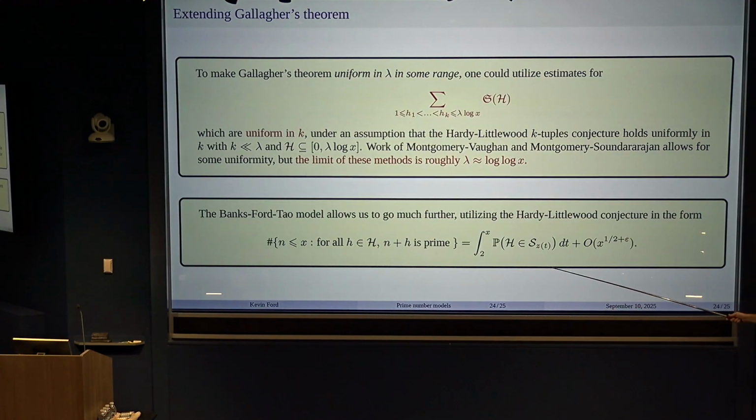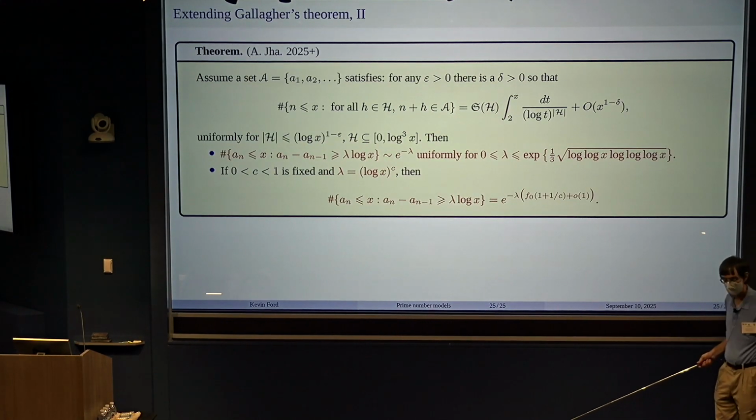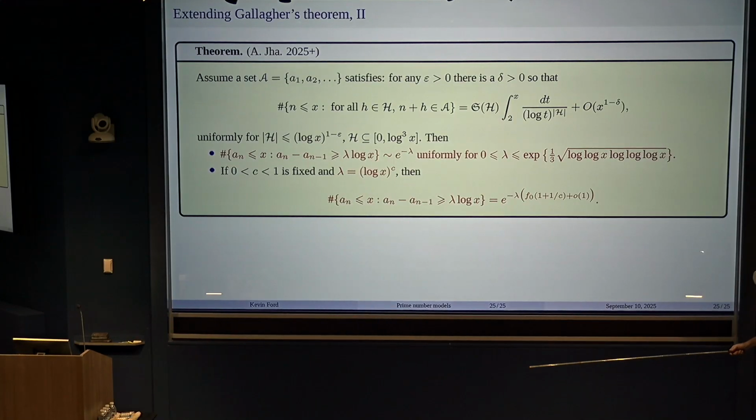And if we reinterpret the Hardy-Littlewood conjecture in the form that I had with Banks and Tao, this reinterpretation is much easier to deal with, and we can succeed in averaging this over much, much larger k-tuples. So k being a power of log x instead of just double log of x. And this is something a graduate student of mine is working on.